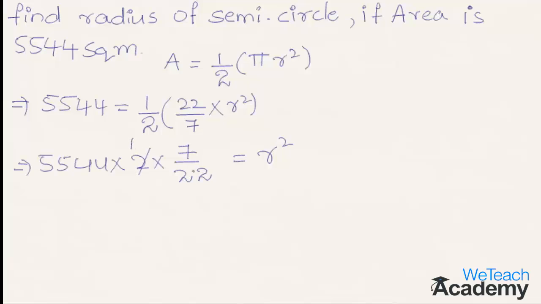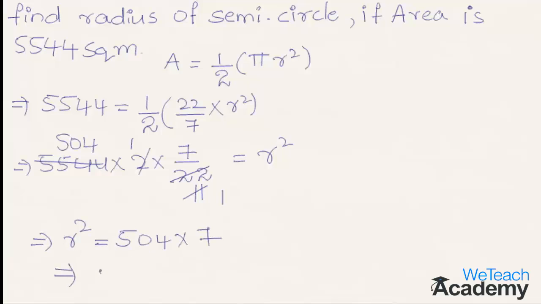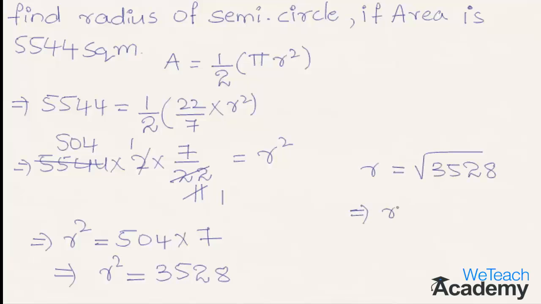So here 2 1 time is 2 and 2 11 times is 22. And then here 11 1 time is 11 and 11 504 times is 5544. So we get here r square is equal to 504 into 7. So that implies we get r square is equal to 3528. And we get r equal to square root of 3528. And that implies we get the value of r as 59.396 approximately.